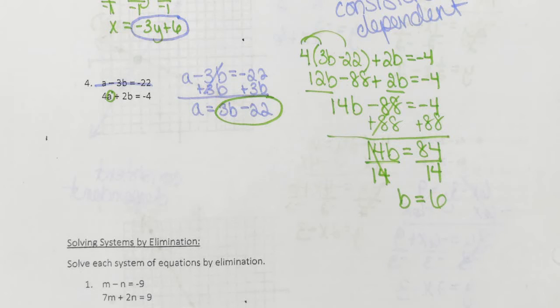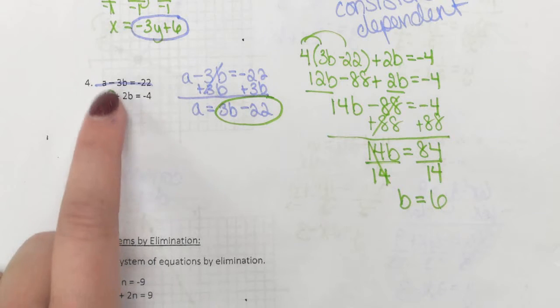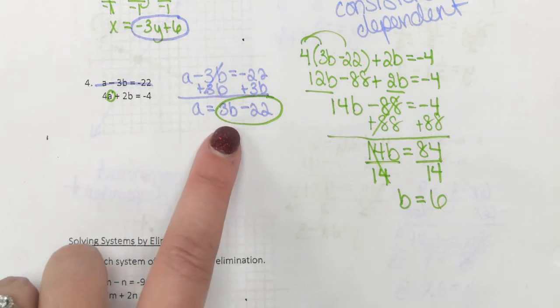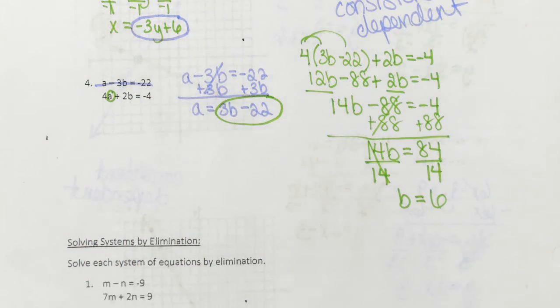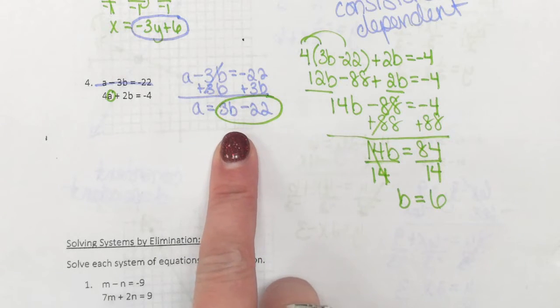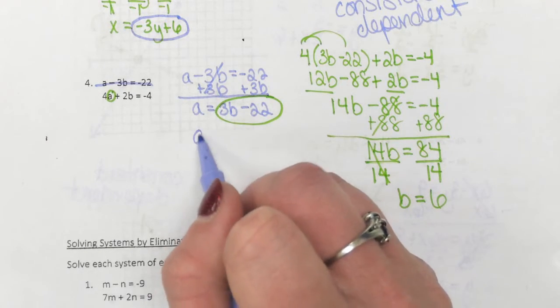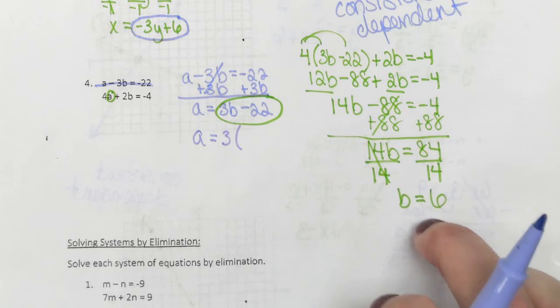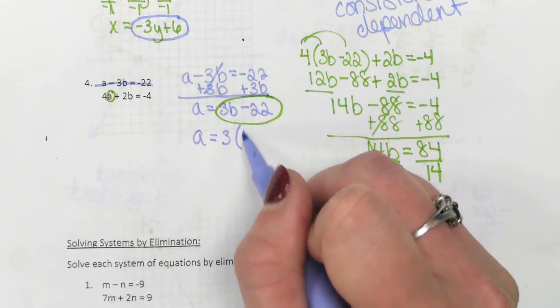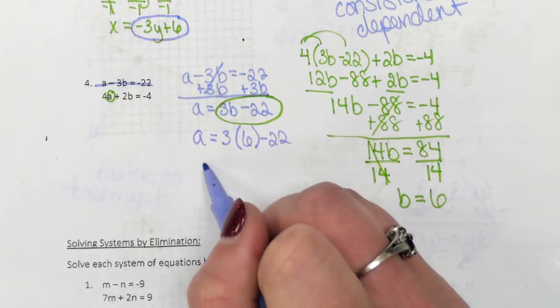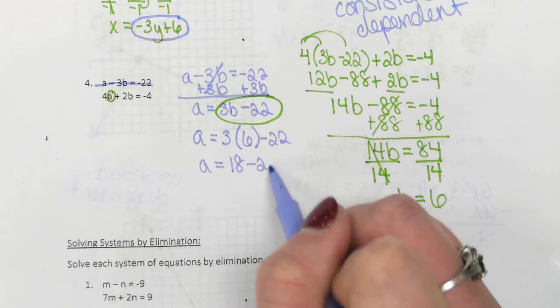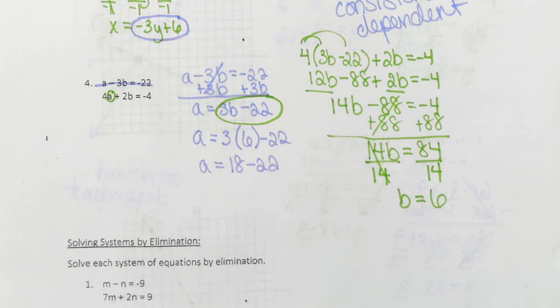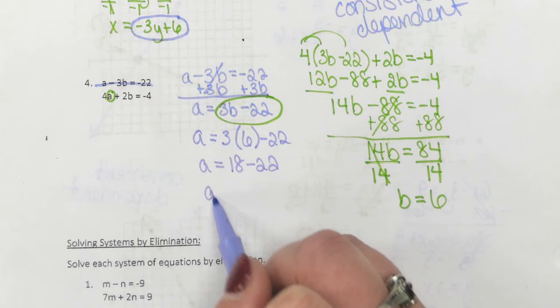I have 3 options. It does not matter which one you plug into. You have the original 2, and you have the one where you solved it. Which one do you want to plug into? It doesn't matter. A equals 3. Yeah, this one's going to be the easiest one, right? Okay. So we have A equals 3, but I'm not going to put B because I know what B equals. I'm going to put 6. So that's 18 minus 22, and that's negative 4.